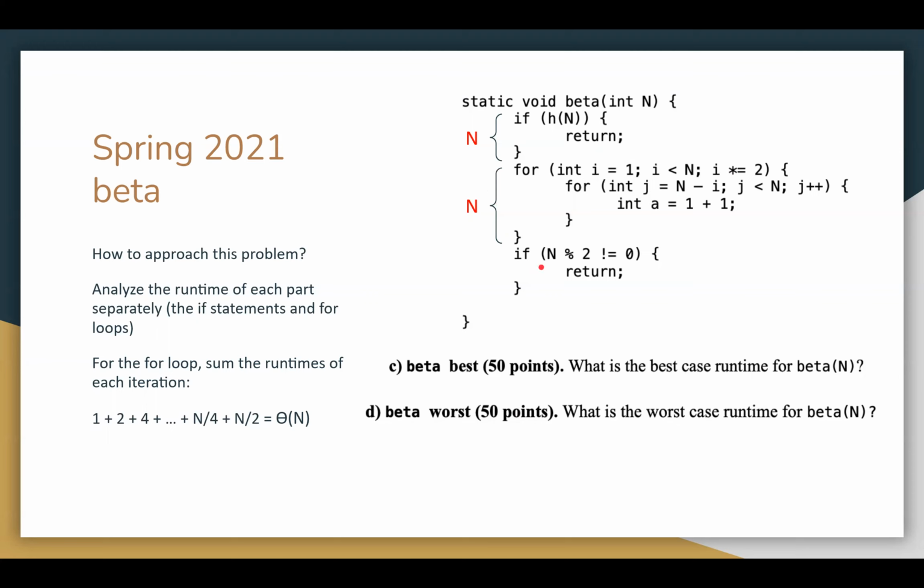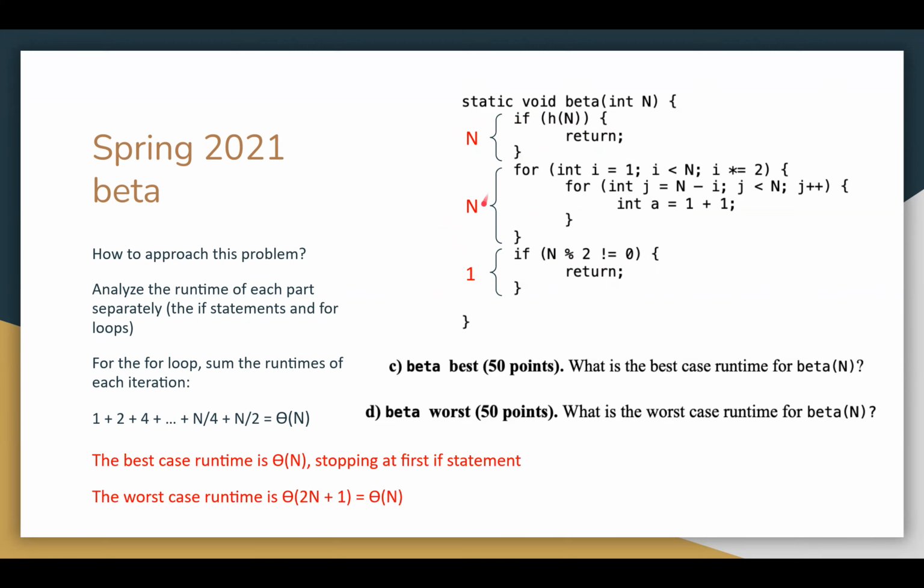And then this if statement returns if our n modulo 2 is not equal to 0. So that takes constant time. Best case, we immediately return after this if statement, and our worst case is if we go through all of these. So there would be n plus n plus 1, which is 2n plus 1. But according to our asymptotics rule, we ignore the constants and the coefficient in front of n. So that would also be theta n.